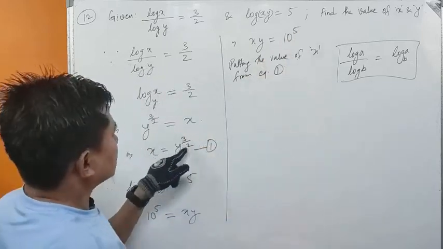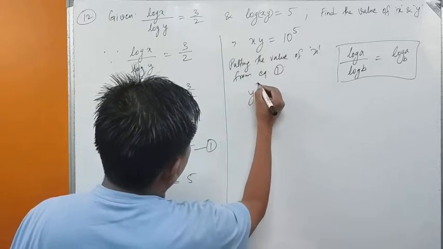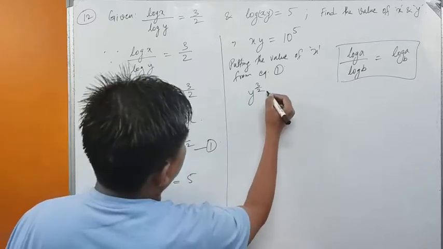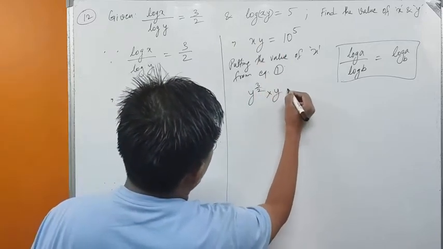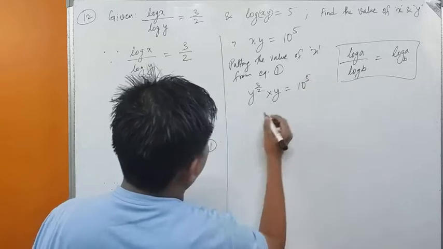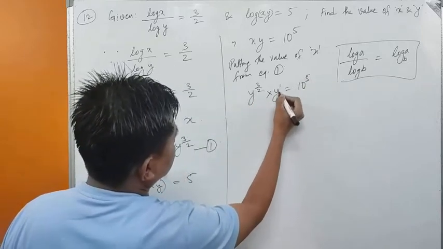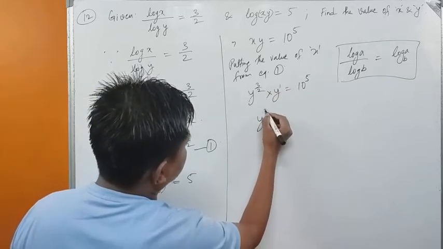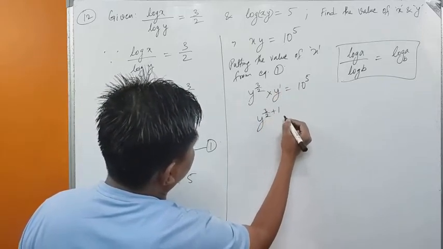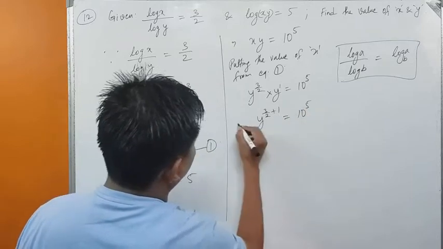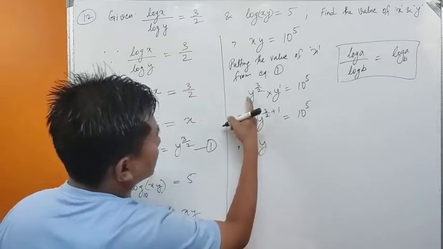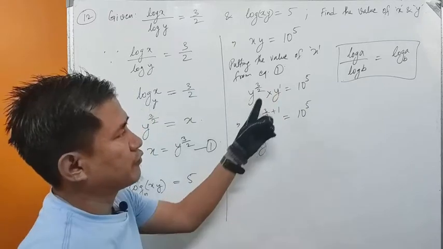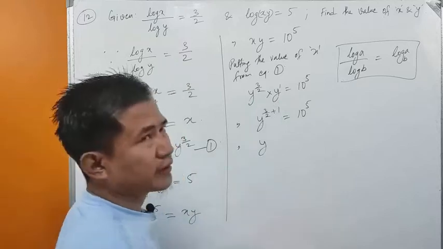So y to the power 3 by 2 into y equals 10 to the power 5. Now y into y, same base, means we have power 1. Same base means we add up the power. So y to the power 3 by 2 plus 1 equals 10 to the power 5. When we multiply with equal bases, we add up the powers. This we learned in the laws of indices.